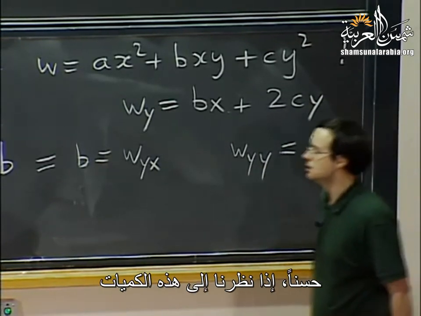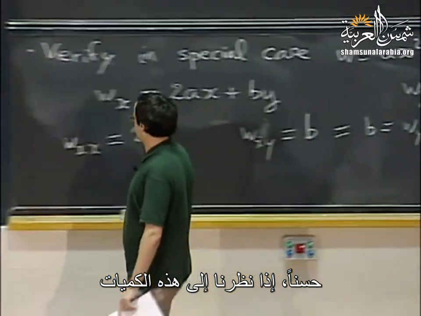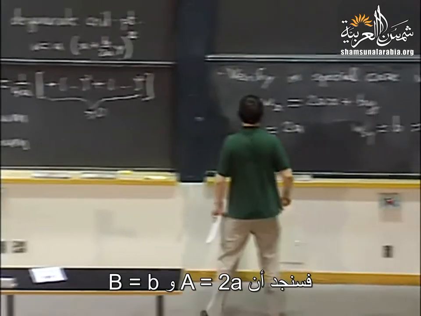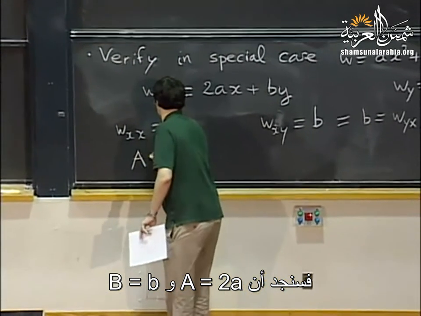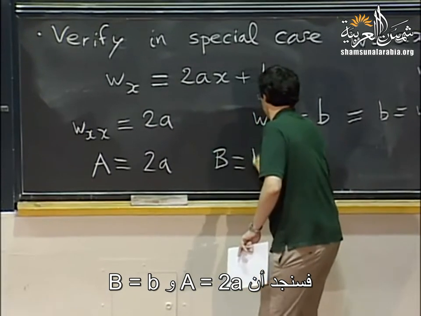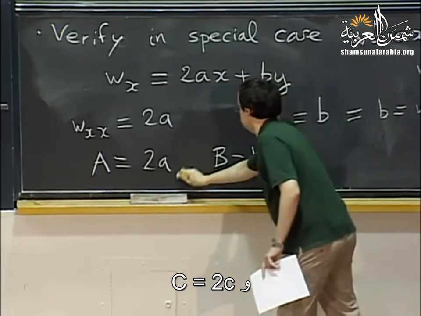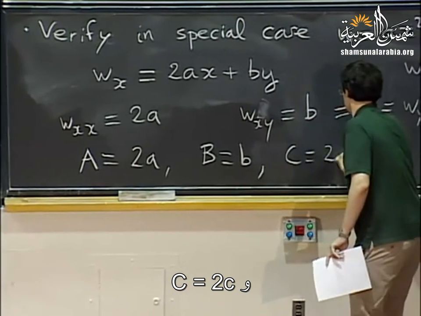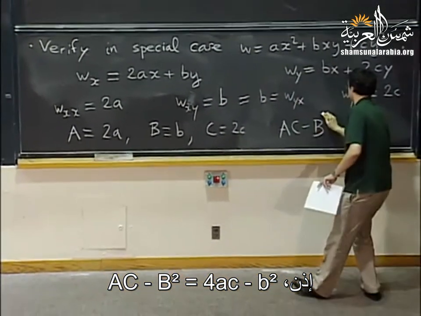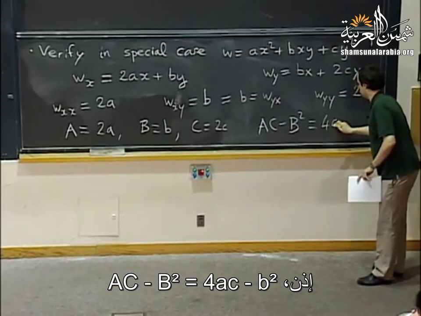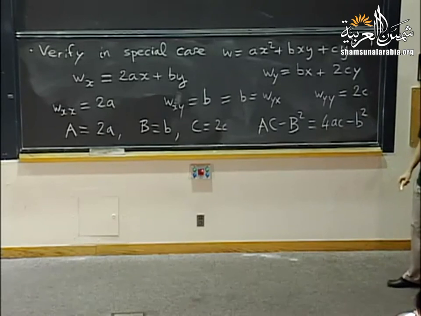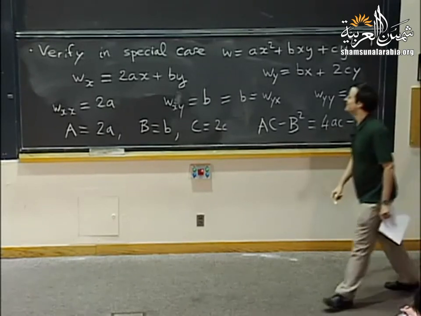So if we now look at these quantities, that tells us big A is 2 little a, big B is little b, big C is 2 little c, so AC minus B squared is what we used to call 4 little ac minus b squared. Okay?